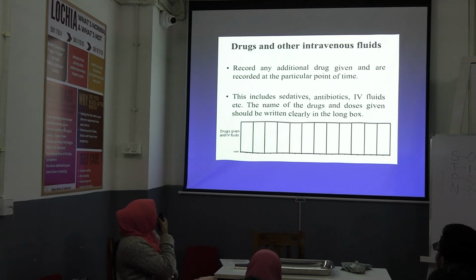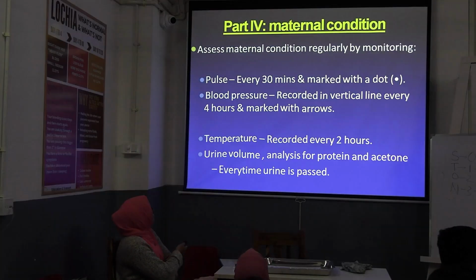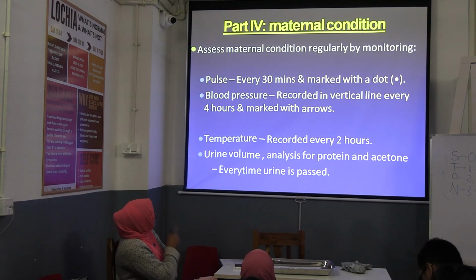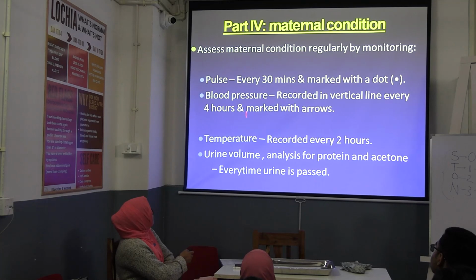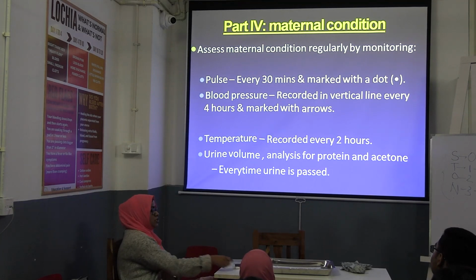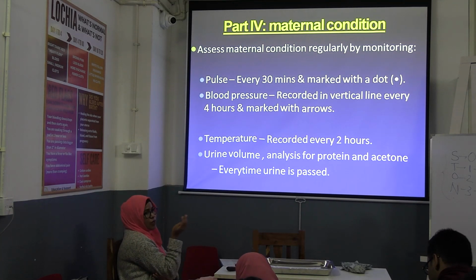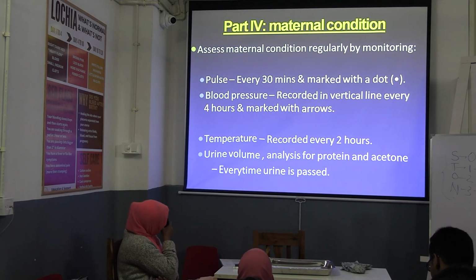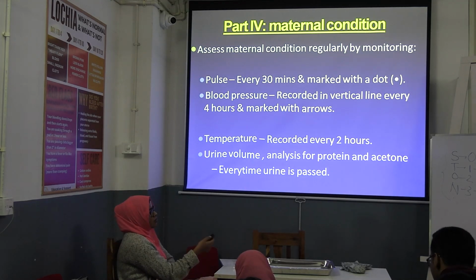After that, whatever drugs are given, you will write it over here, and whatever IV fluids are being given. Pulse is recorded every 30 minutes and marked with a dot. BP is recorded every 4 hours. So cervical dilatation, descent of head and BP are recorded every 4 hours. Most of the other things are recorded every half an hour. Temperature is different, it is recorded every 2 hours. And urine volume and analysis of protein and acetone are done every time urine is passed, not every 1 hour or 2 hours.